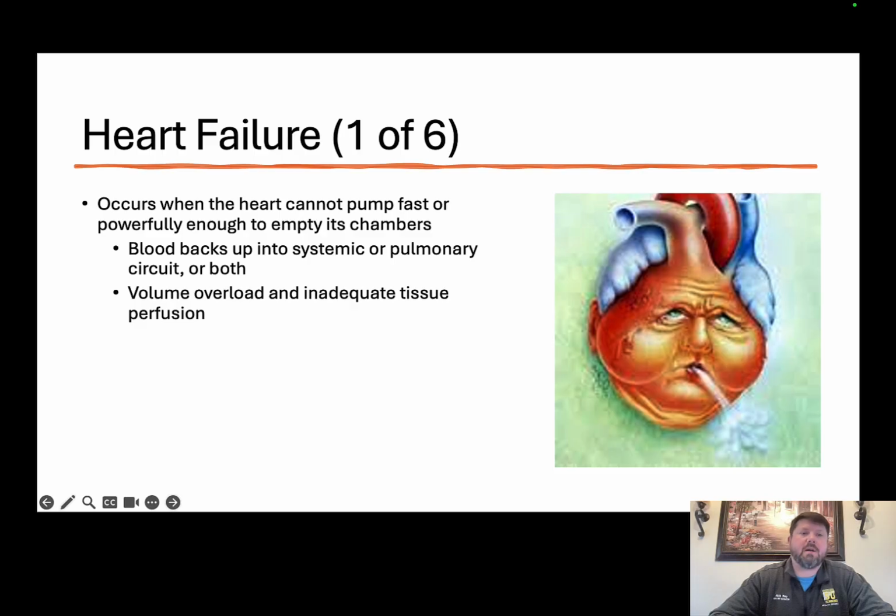So heart failure occurs when the heart cannot pump fast or powerfully enough to empty its chambers. Blood backs up into the systemic circuit, pulmonary circuit, or both, and volume overload and inadequate tissue perfusion will occur because we don't have enough force or strength in the heart to create the cardiac output. So what goes into the heart goes out of the heart, but what the heart's not strong enough to pump will back up.